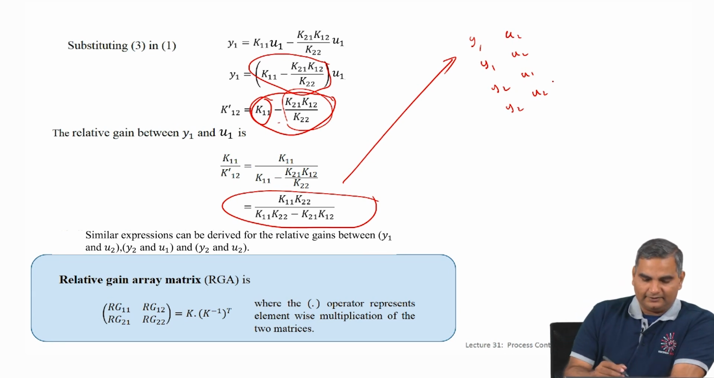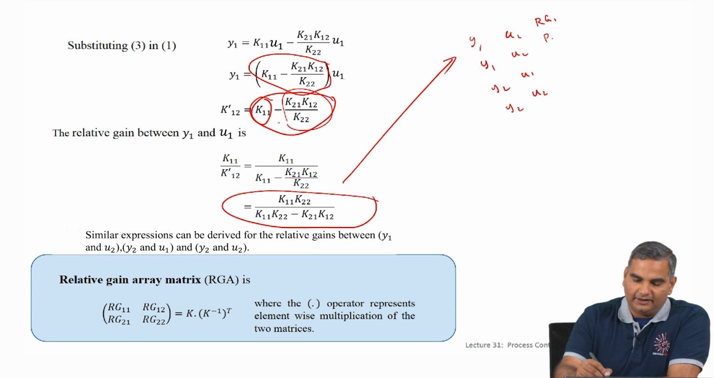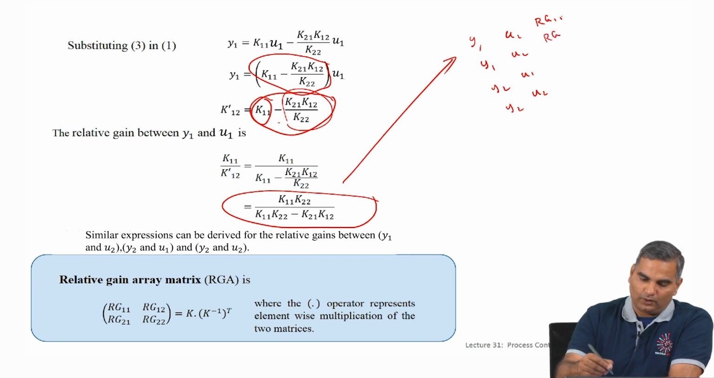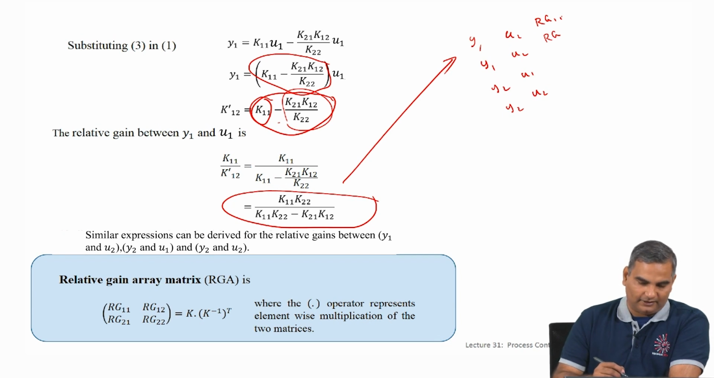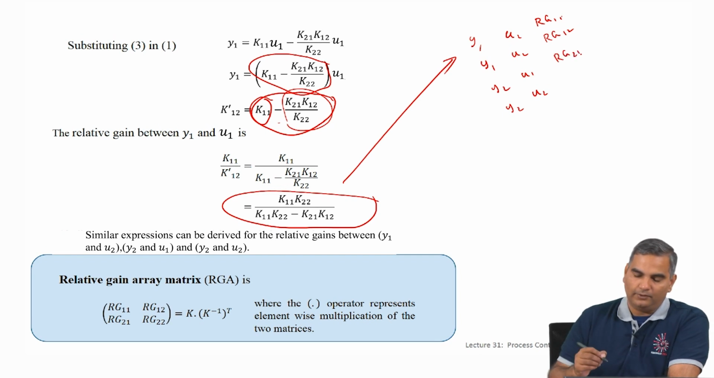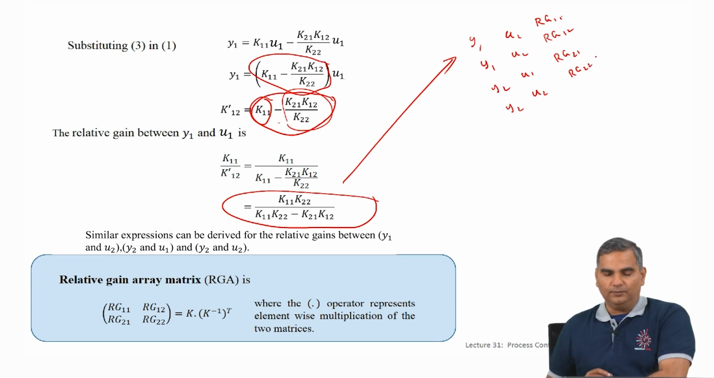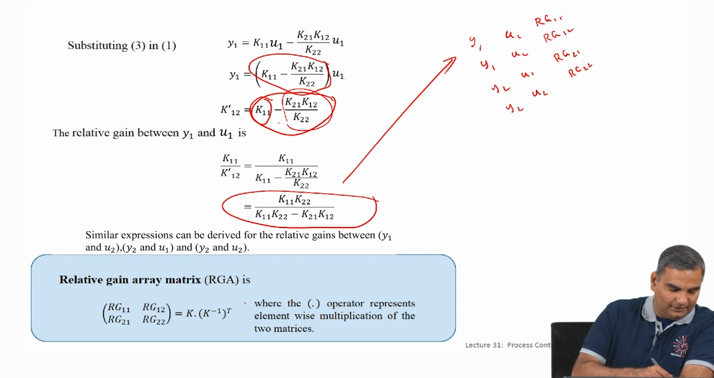Now, basically there will be a relative gain between y1 and u1. Let us call this relative gain 1 1, because it is between y1 and u1. You will have a relative gain 1 2 between y1 and u2, a relative gain 2 1 between y2 and u1, and a relative gain 2 2 between y2 and u2. Now, the formula here is the following.